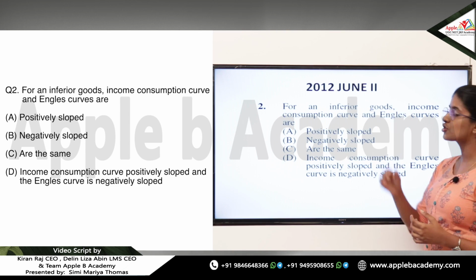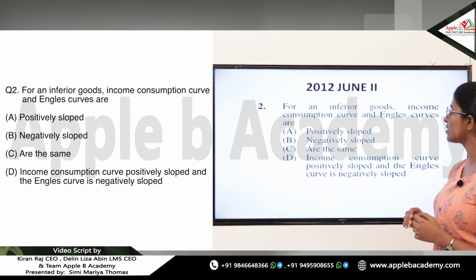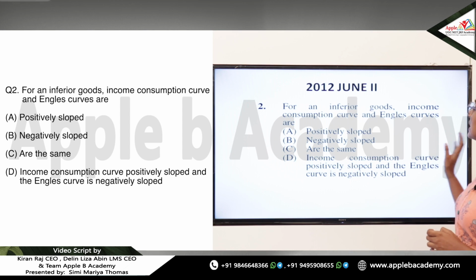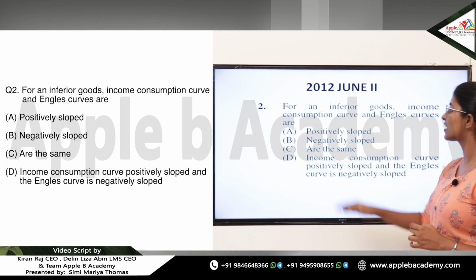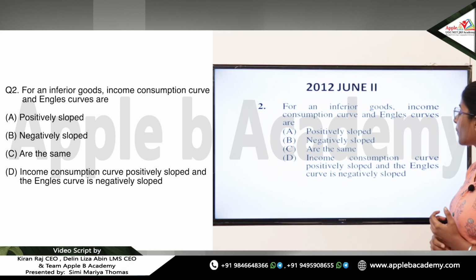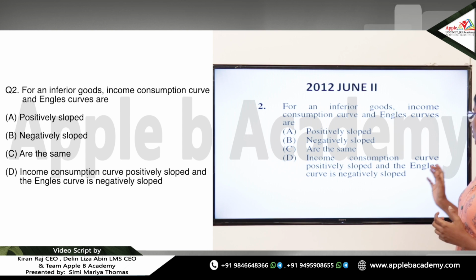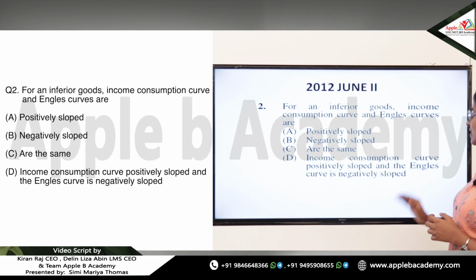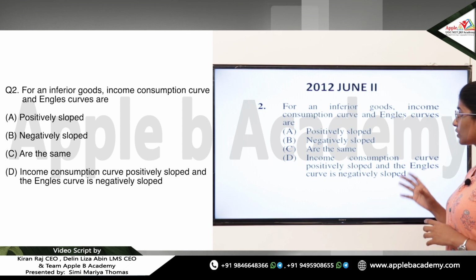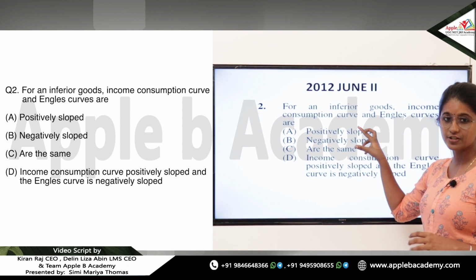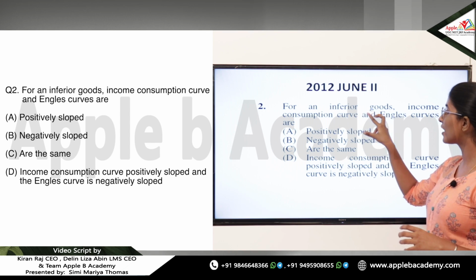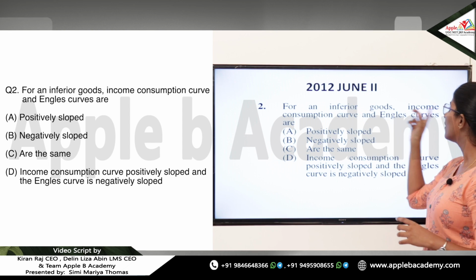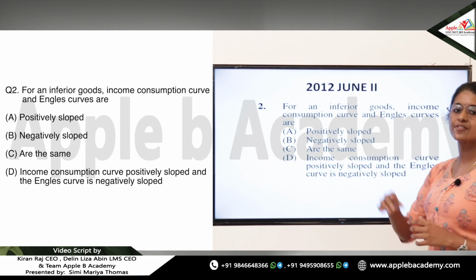Next question, 2012 June paper 2, and this is the last question. For an inferior good, income consumption curves and Engel curves are. Options: positively sloped, negatively sloped, the same, and income consumption curve positively sloped and Engel curve negatively sloped. This question is based on inferior goods, and they are asking what the slope is when the income consumption curve and Engel curves are considered.